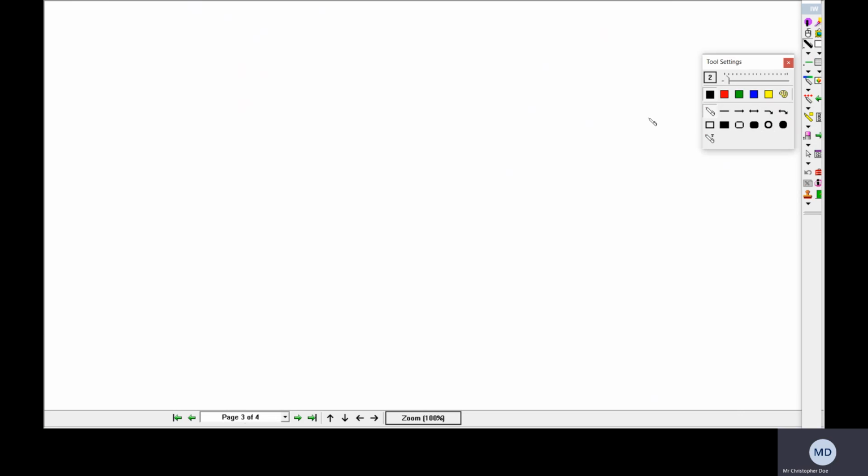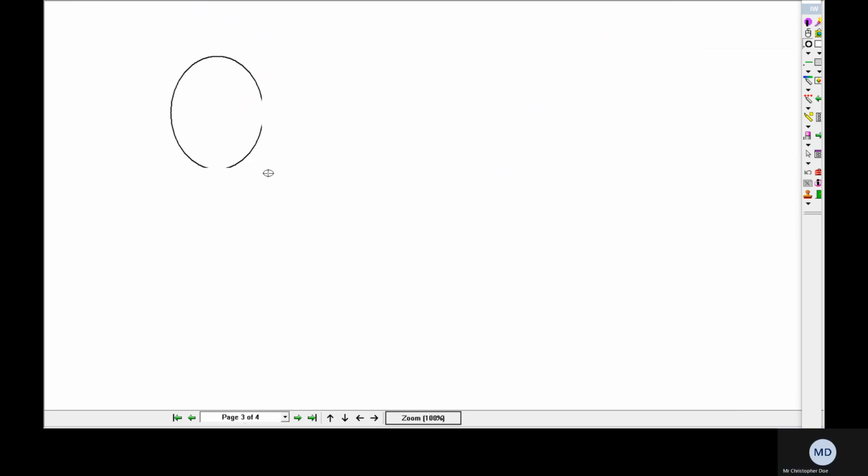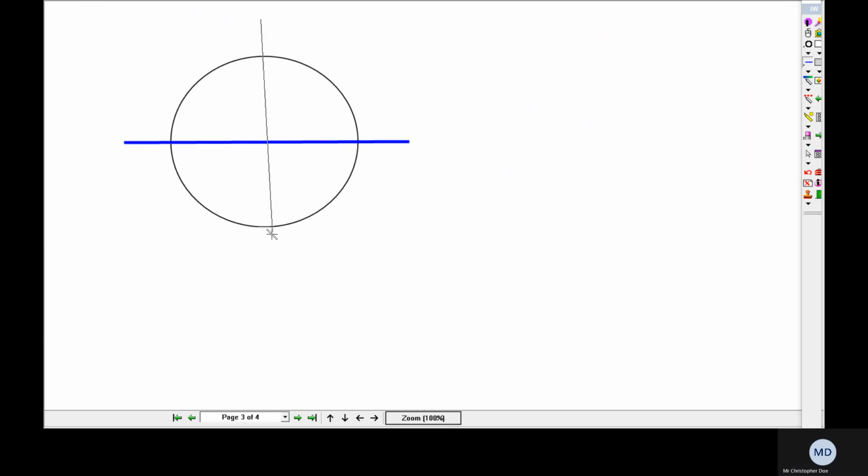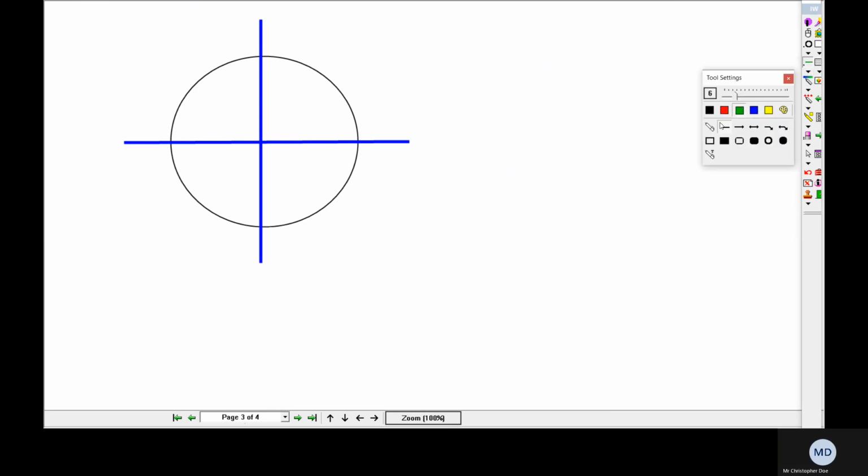Could you please draw a circle and an axis? Quick, let's quieten down. Thank you. And a tangent. Right, draw it, please. Can we stop talking? Thank you, Zoe.